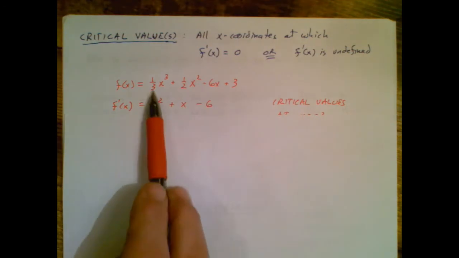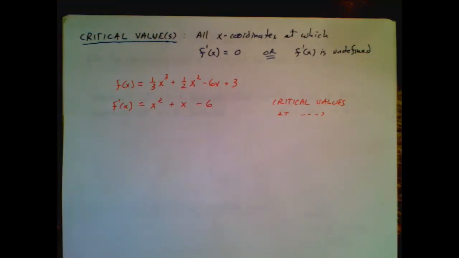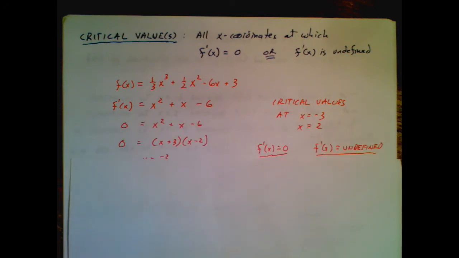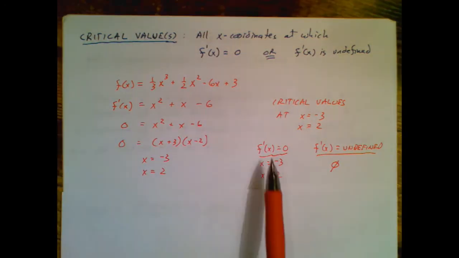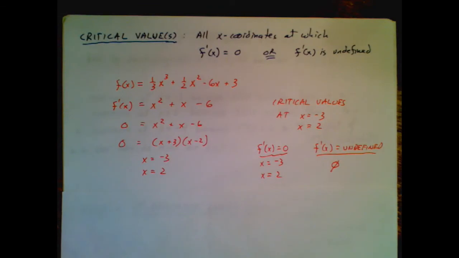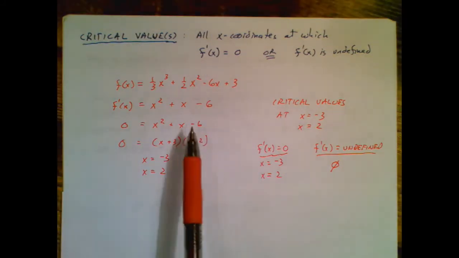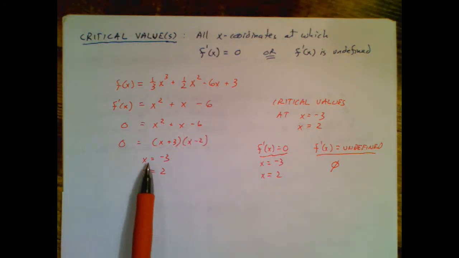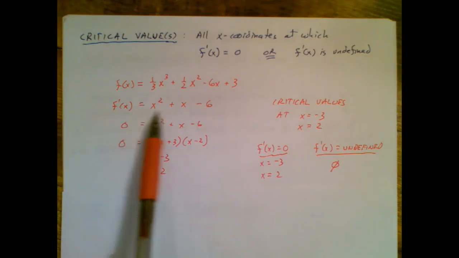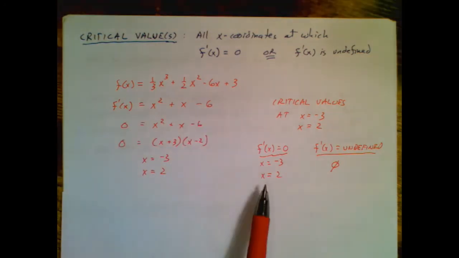Okay, good old power rule. Remember, I've chosen a very cooperative function. And once you take the first derivative, you've got to set up: when does my first derivative equal 0? When is my first derivative undefined? So to find out when my first derivative equals 0, in this case, because I've chosen a cooperative function, I can factor it and find out at x equals -3 and x equals 2, this first derivative equals 0. So those have become critical values.